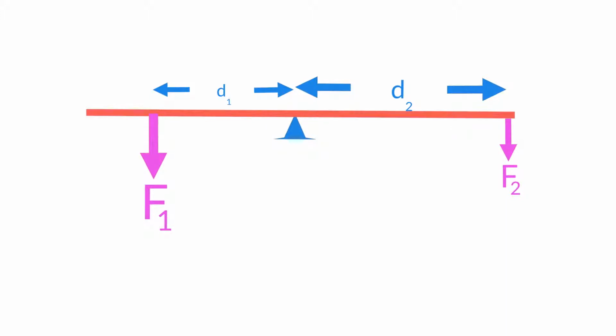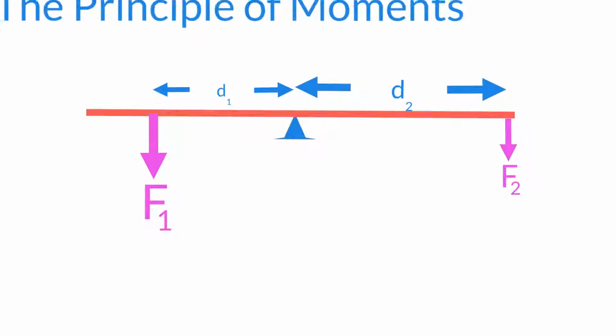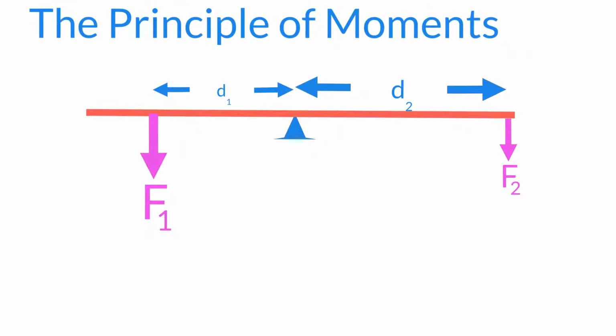And so the idea here is of something that we call the principle of moments. It's basically stating that if the total clockwise moment has the same size as the total anti-clockwise moment, we wouldn't expect the thing to turn. Or flip that on its head, if the object is not turning, then the total clockwise moment must equal the total anti-clockwise moment.